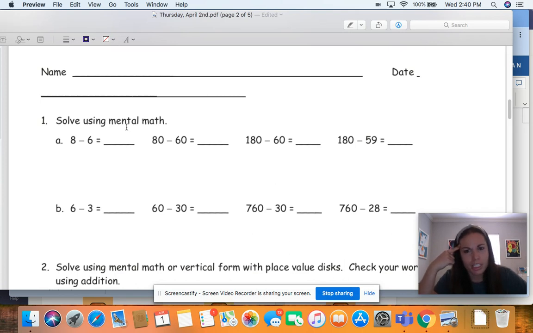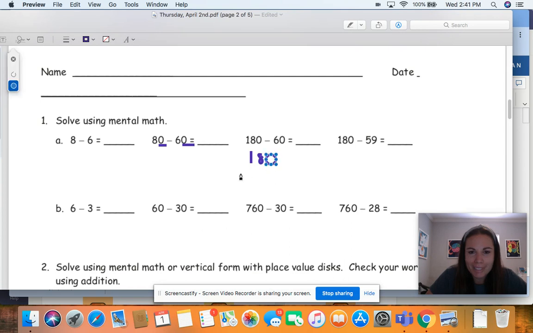So these are pretty simple. As you can see, you do not need to regroup. They have 0 ones in most of them. Try your best to do it mentally. If you still need to maybe use your fingers every now and then, that's fine. But the point is that we just can do it in our head and do it fast without having to write it up and down.